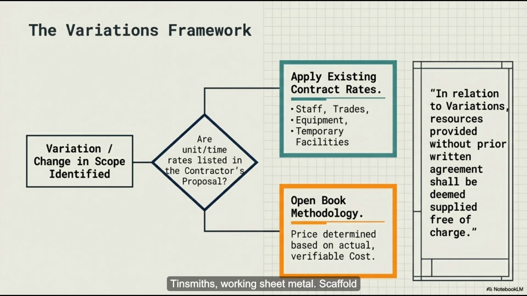Tinsmiths working sheet metal, scaffold builder helpers, all the way down to a general helper for almost every distinct trade. It's a beautiful snapshot of human specialization, honestly. It really is. But here's where it gets really interesting to me. The real insight isn't just the list of jobs. It's the notes section governing how their time is valued.